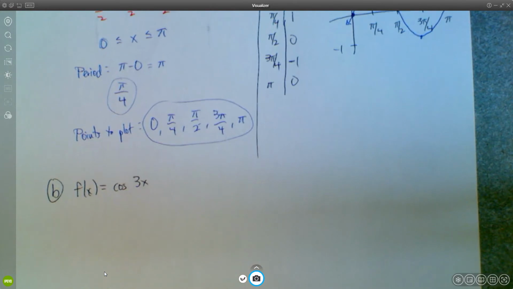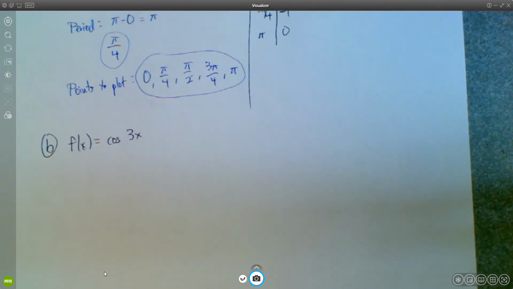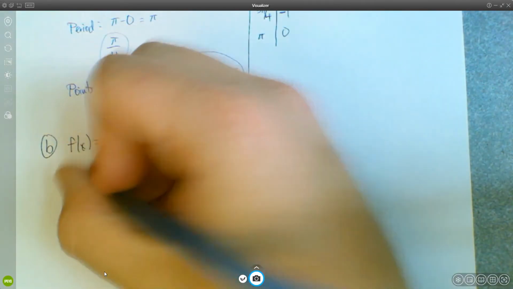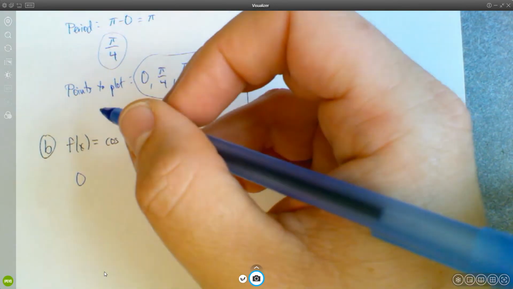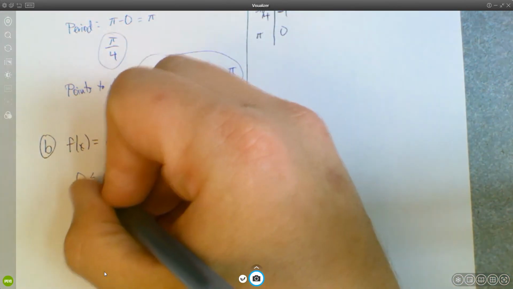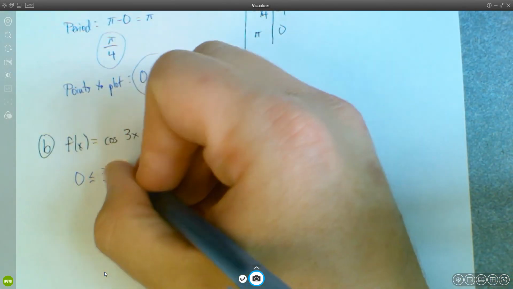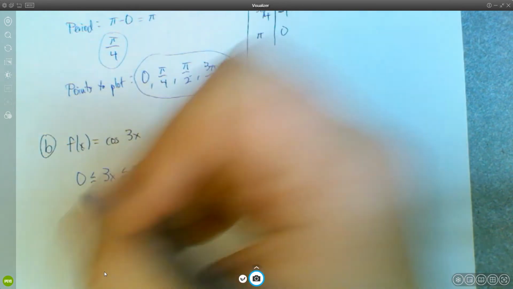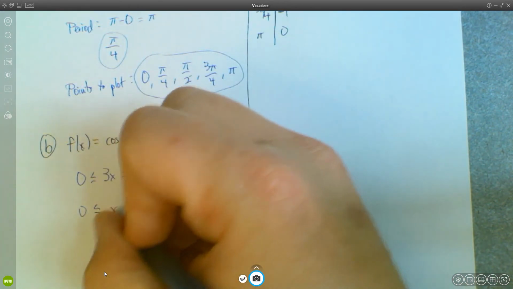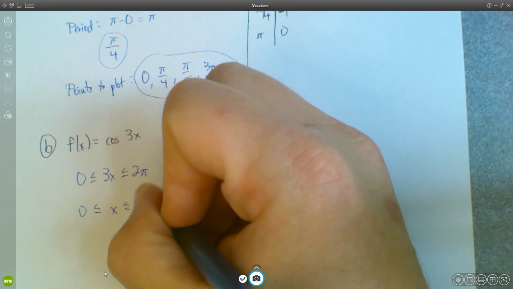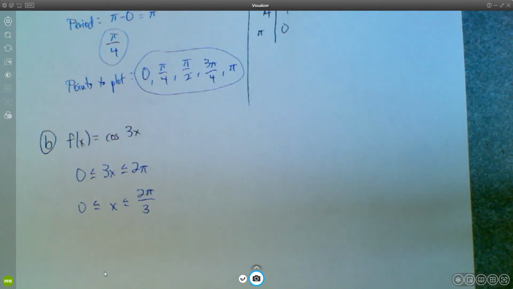Let's do cosine 3x. Okay, so first of all, to find the period, we know that the period of cosine of just 1x is 2 pi. So we're going to trap 3x between 0 and 2 pi, and then solve for x. Okay, so the period is 2 pi over 3.